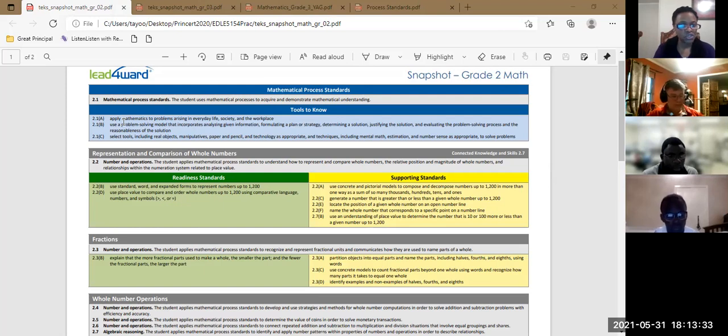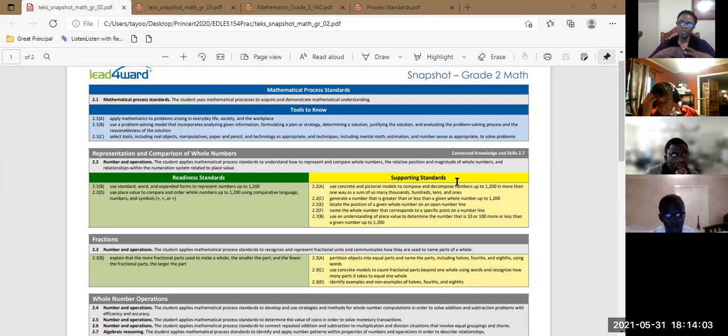If you look at 2.2A, that means the student, when they were in second grade, also used concrete and pictorial models to compose and decompose numbers up to 1,200 in more than one way as a sum of so many thousands, hundreds, tens, and ones.